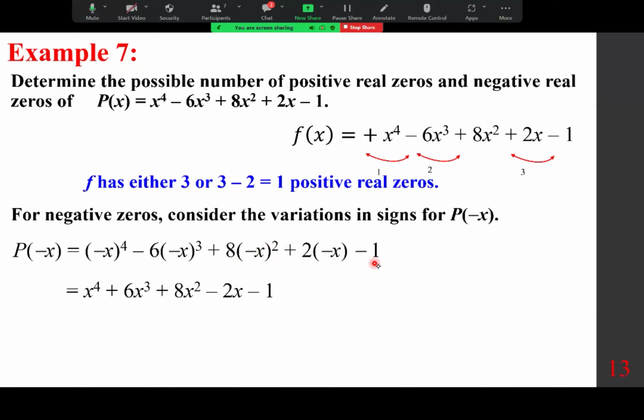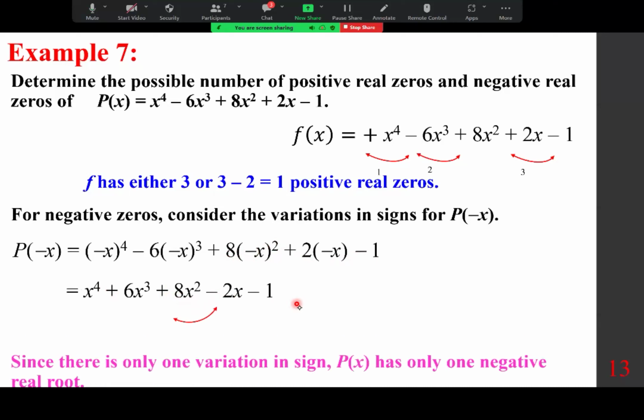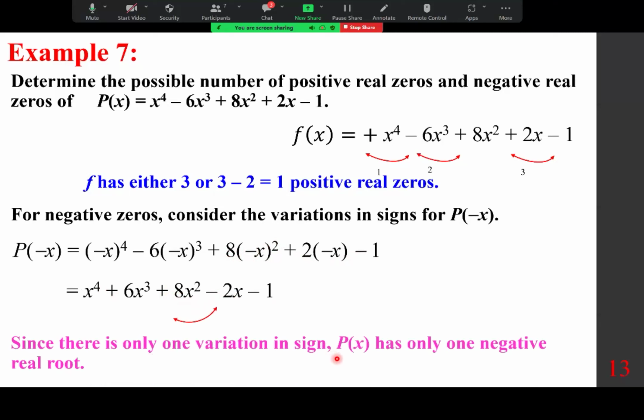When we do that, notice positive, positive, positive, no changes so far. Just one change, because this is negative to negative. So since there is only one variation in sign, p of x has only one negative real root. And you can't subtract 2 because it becomes negative.